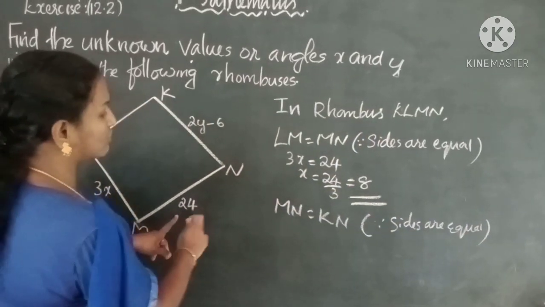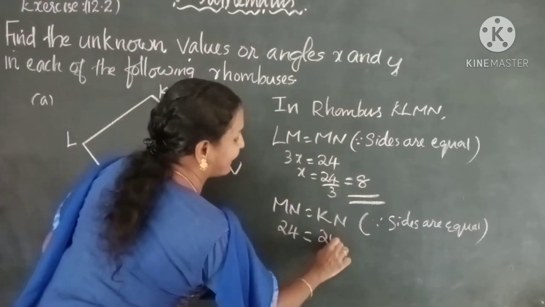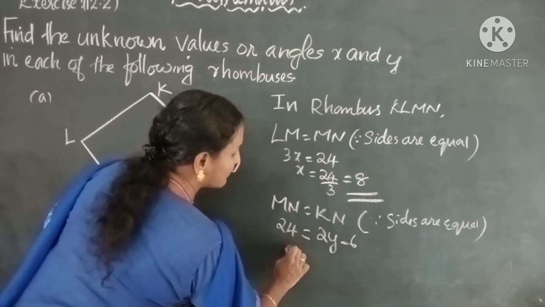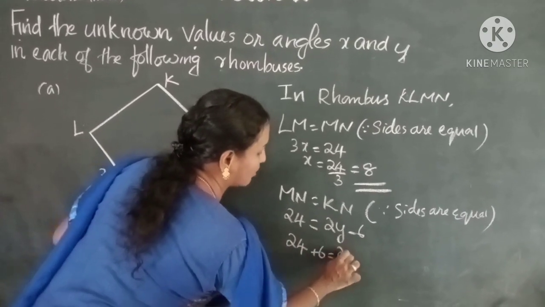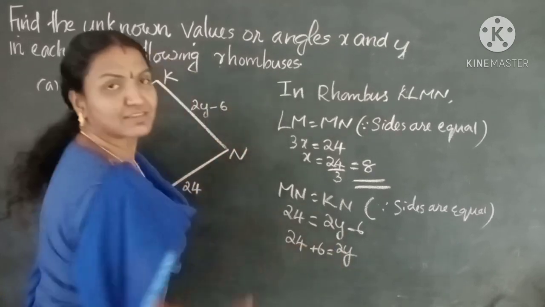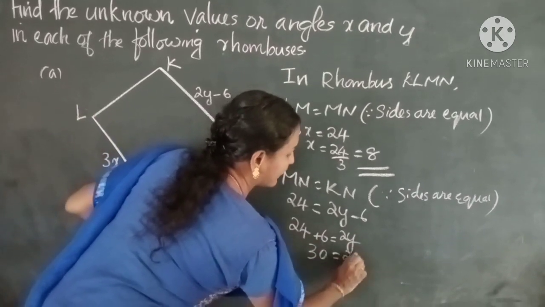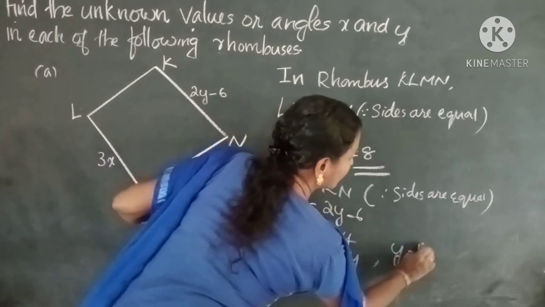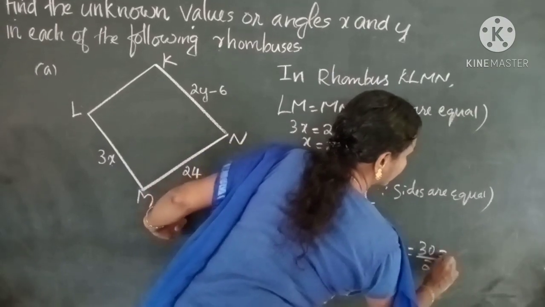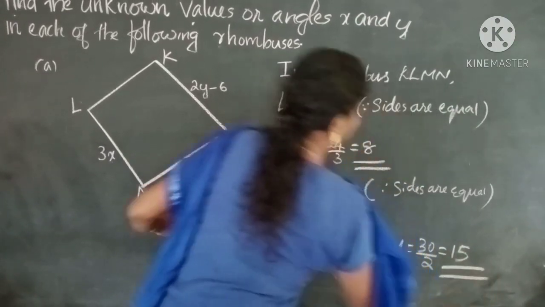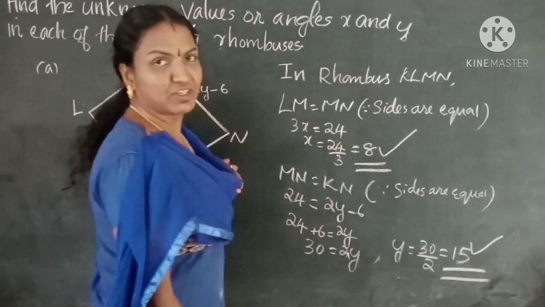MN means 24, so 24 is equal to 2y minus 6. The 6 goes to the other side: 24 plus 6 is equal to 2y. 30 is equal to 2y. Then y is equal to 30 divided by 2, which is 15. So x is equal to 8 and y is equal to 15.